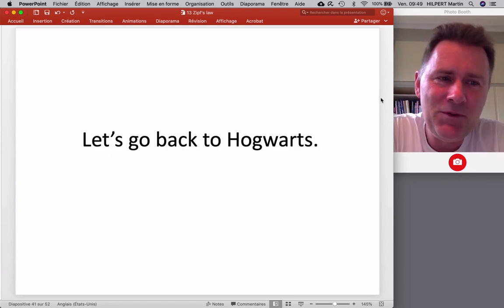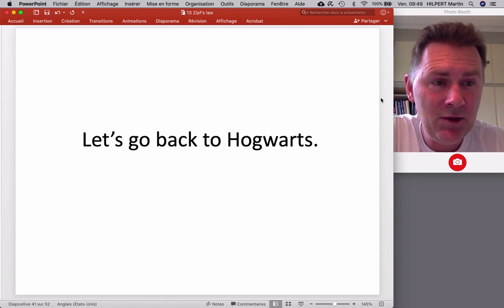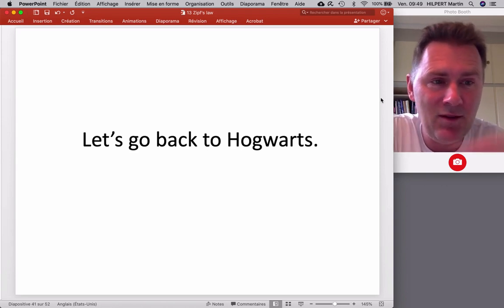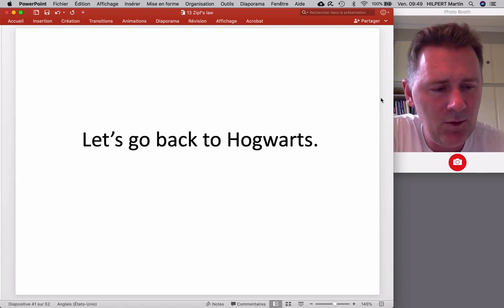Okay, now we've seen that Zipf's law applies in the real world. Let's check if it also applies in the Harry Potter universe, because, well, Harry Potter's universe is magical. We know that things might be different. So let's all go back to Hogwarts and see what we can find out there.